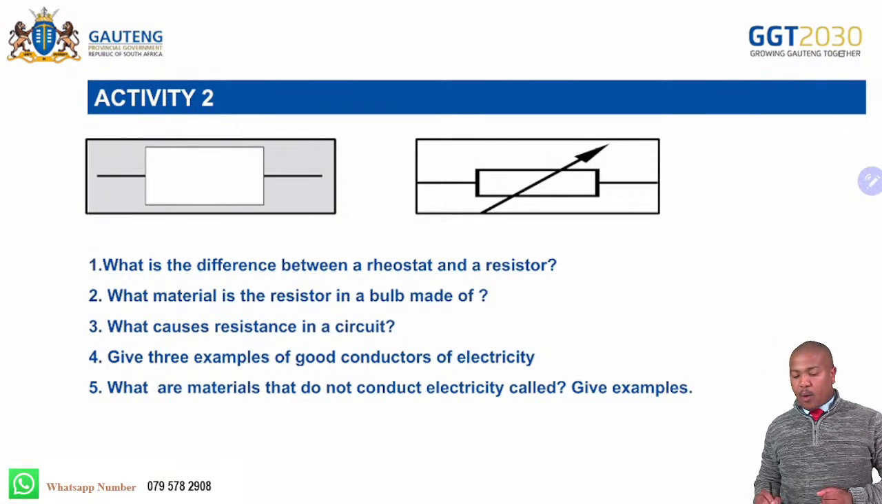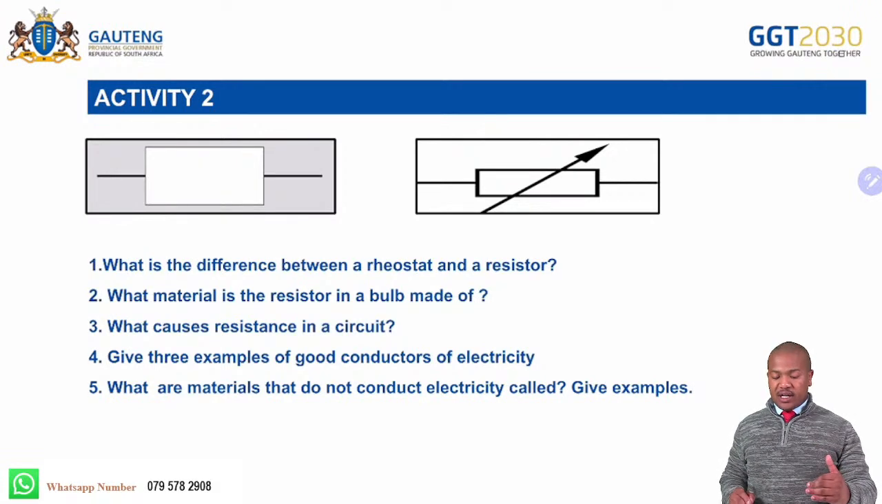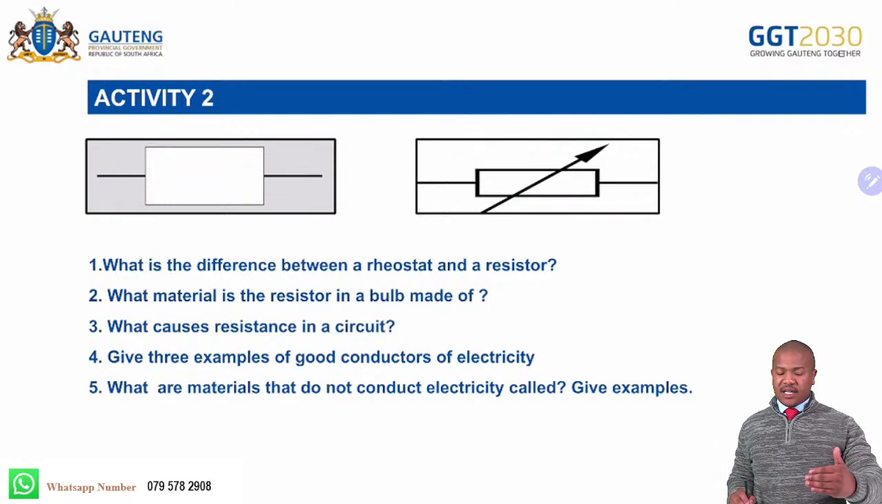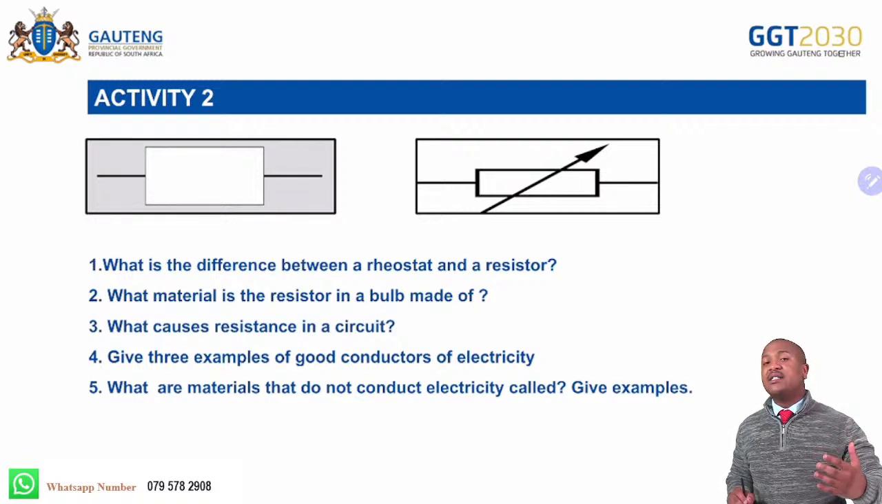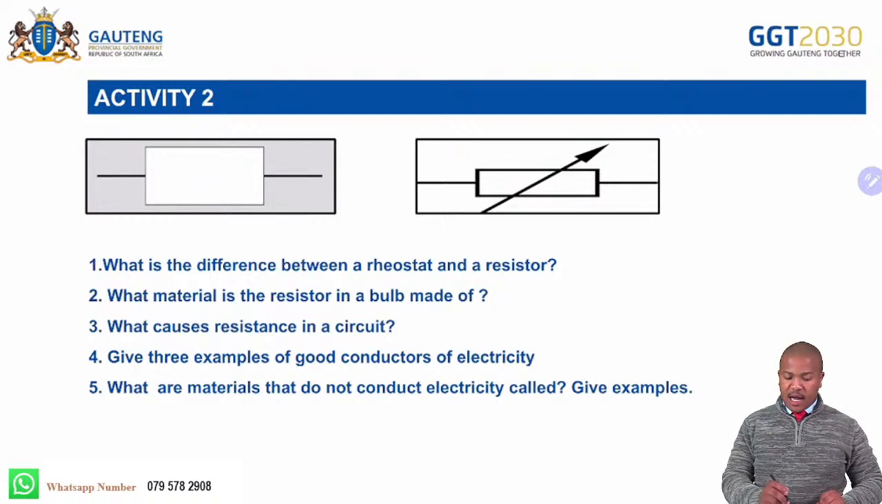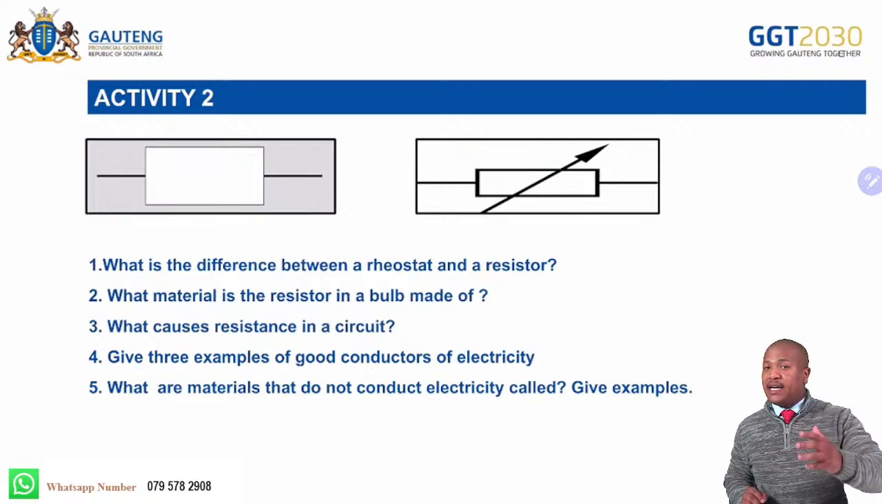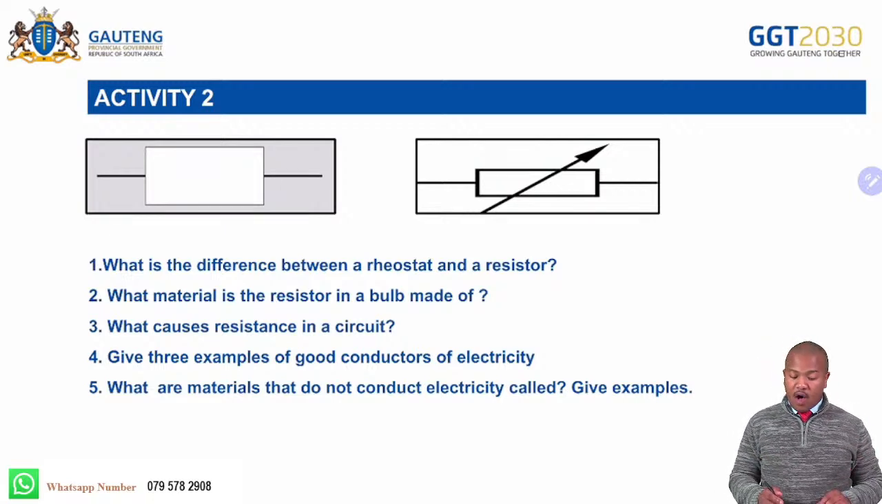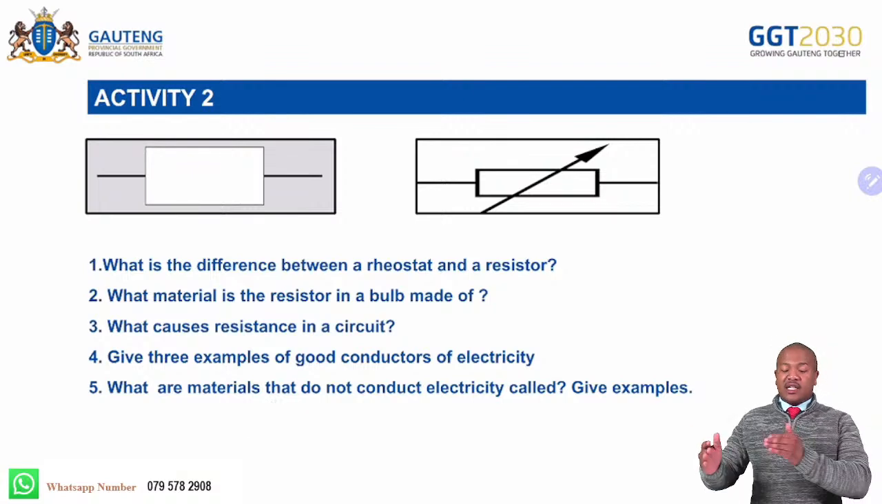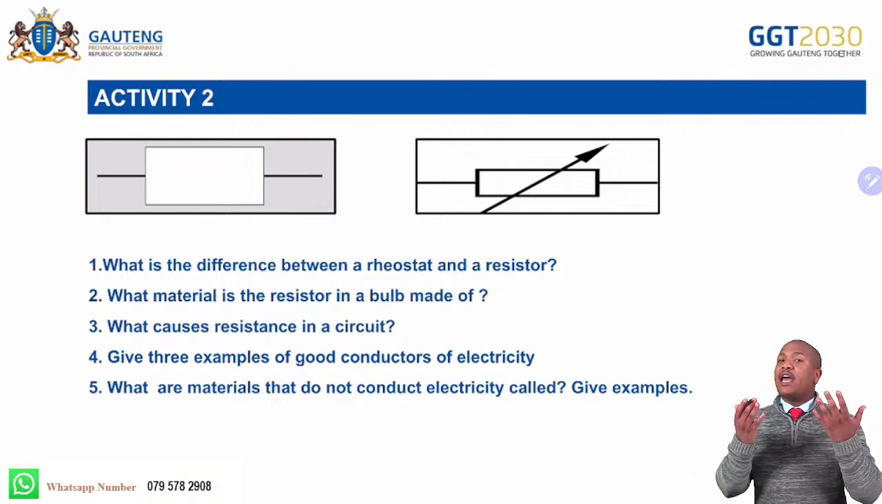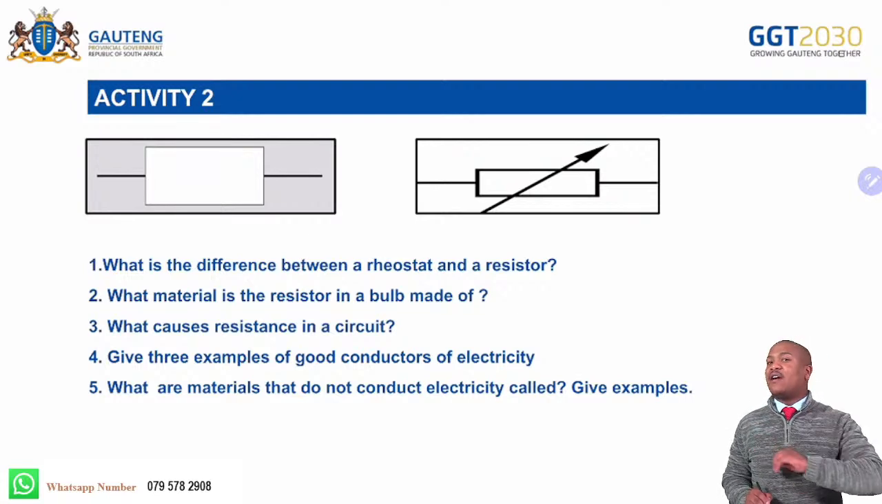Number 1, what is the difference between a rheostat and a resistor? Number 2, what material is the resistor in a bulb made of? Then number 3, what causes resistance in a circuit? Number 4, give us 3 examples of good conductors of electricity. Then number 5, what are materials that do not conduct electricity called? Then you give us examples. Let's meet again after 5 minutes.